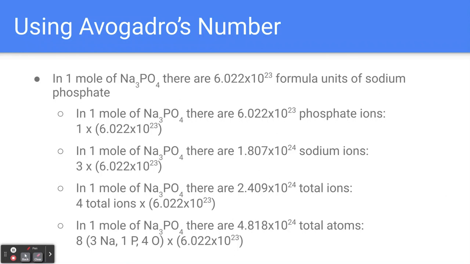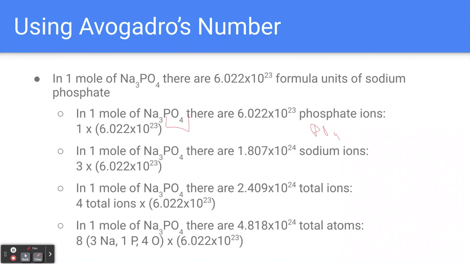In a formula unit, you could break it down further, and you could start to go into the different ions themselves. So in 1 mole of sodium phosphate, there are 6.022 times 10 to the 23rd phosphate ions. Remember that a phosphate ion is that PO4, okay? So if you take a look in that formula, you just have one phosphate. So there would be just that 1 times Avogadro's number.